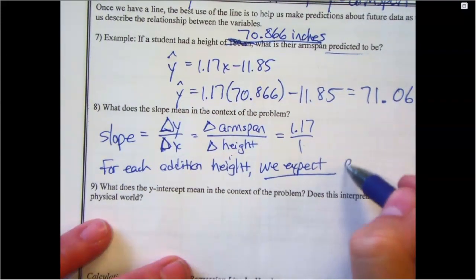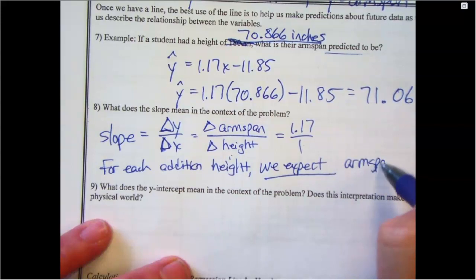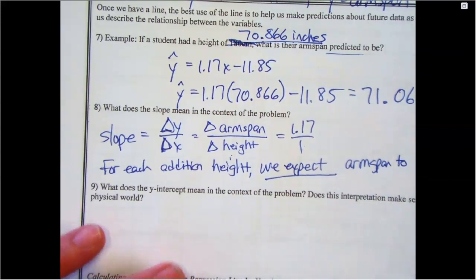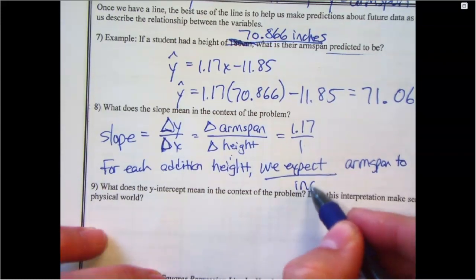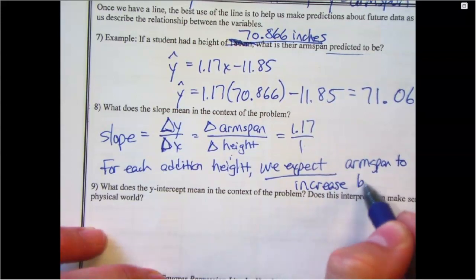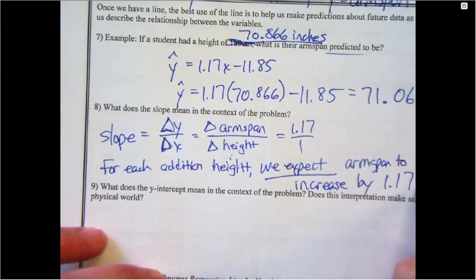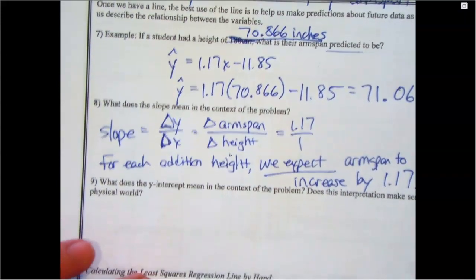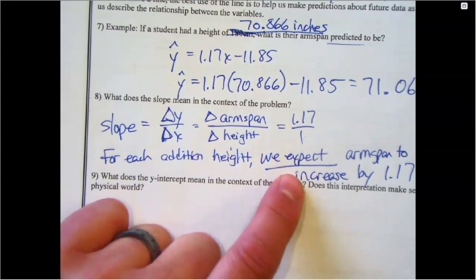We expect arm span to increase or decrease. Increase, how do we know that? Positive. Increase by 1.17. Instead of we expect, you could say we predict. Or you could say on average. Those are all similar phrases.